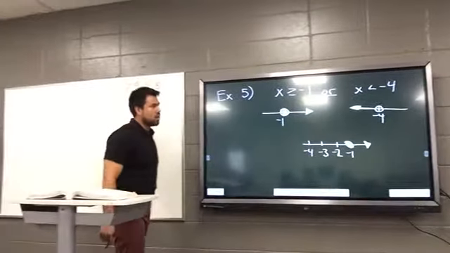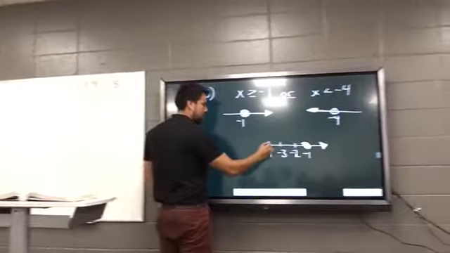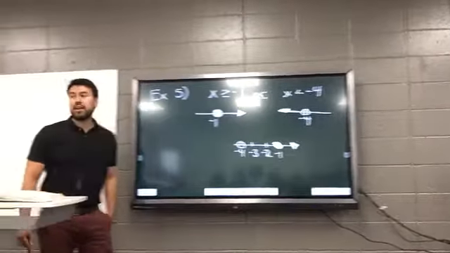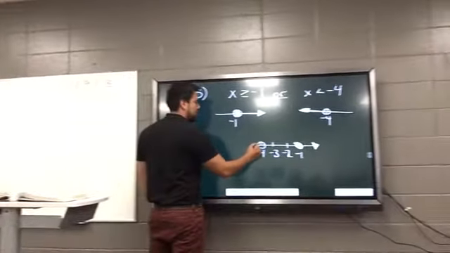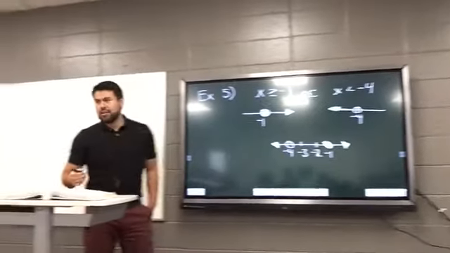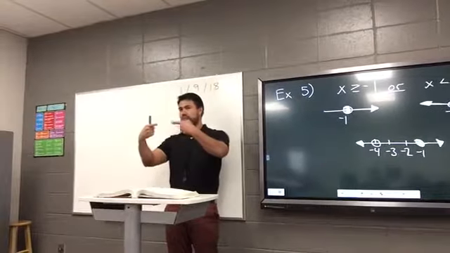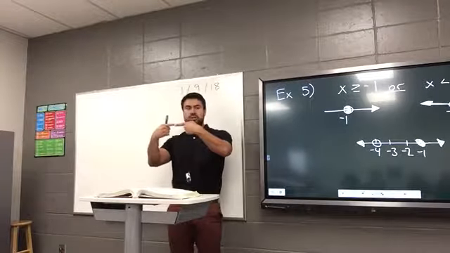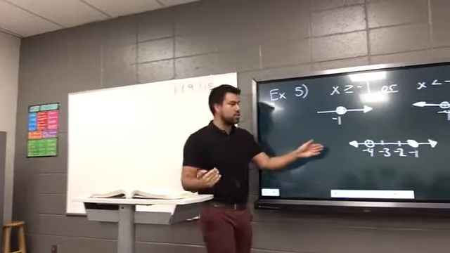What kind of circle goes on -4? Open. Line going to the left. Wait. This way? They don't combine. They don't intersect, do they? They don't intersect. In most of our examples, they will not intersect.